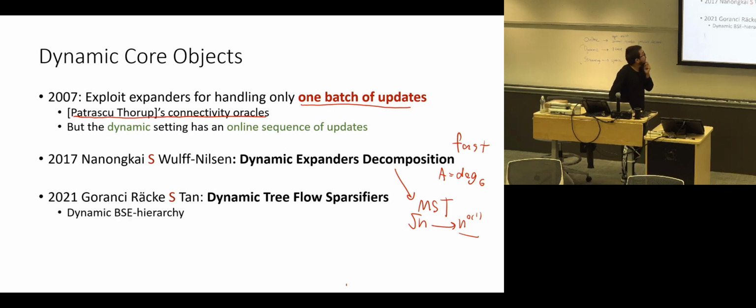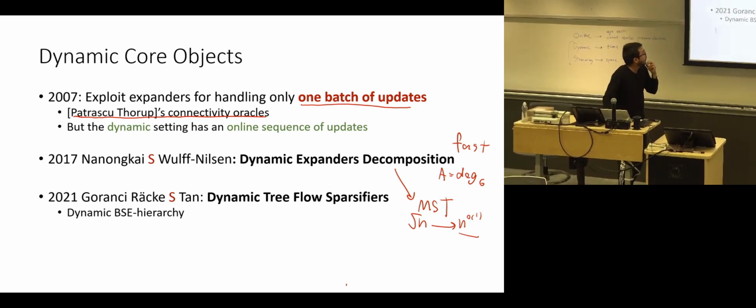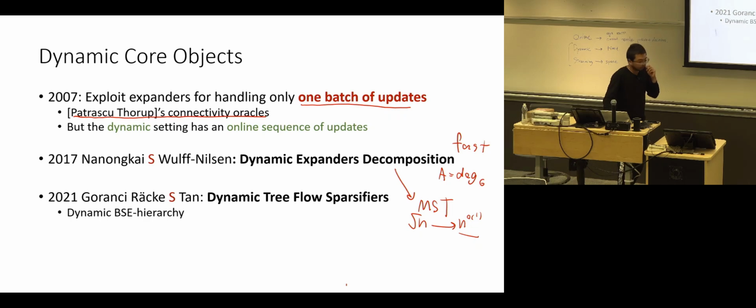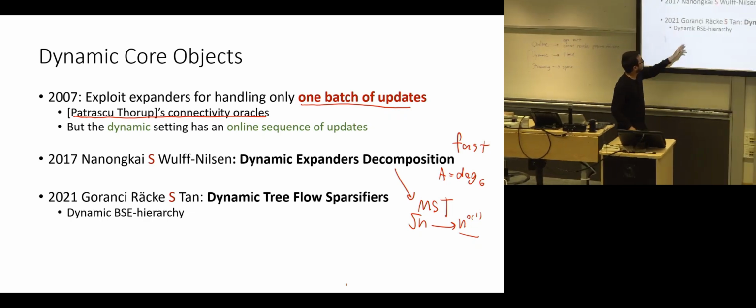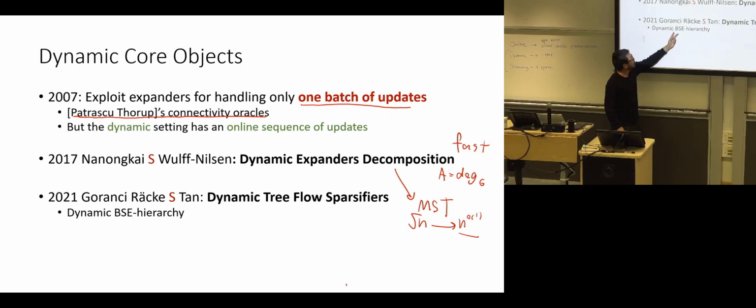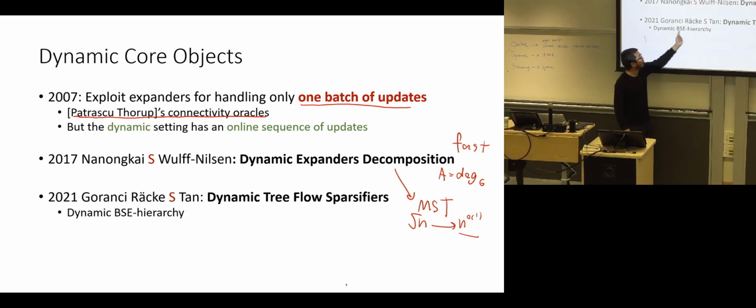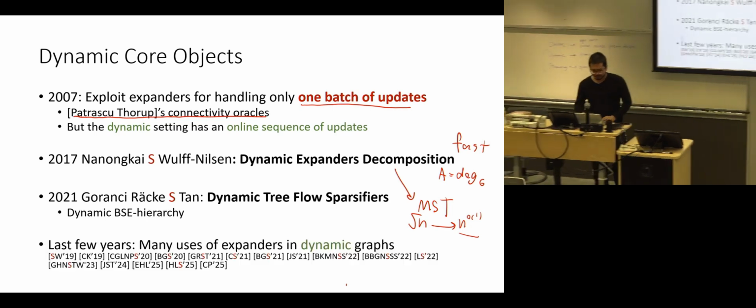And then later we show a dynamic tree flow sparsifier. And how do we get this? We use BSE hierarchy, dynamic BSE hierarchy. What's the version of this one? It's the one where we compute boundary-linked expander decomposition and contract. That's the version that you learned, and it can be extended to a dynamic version.